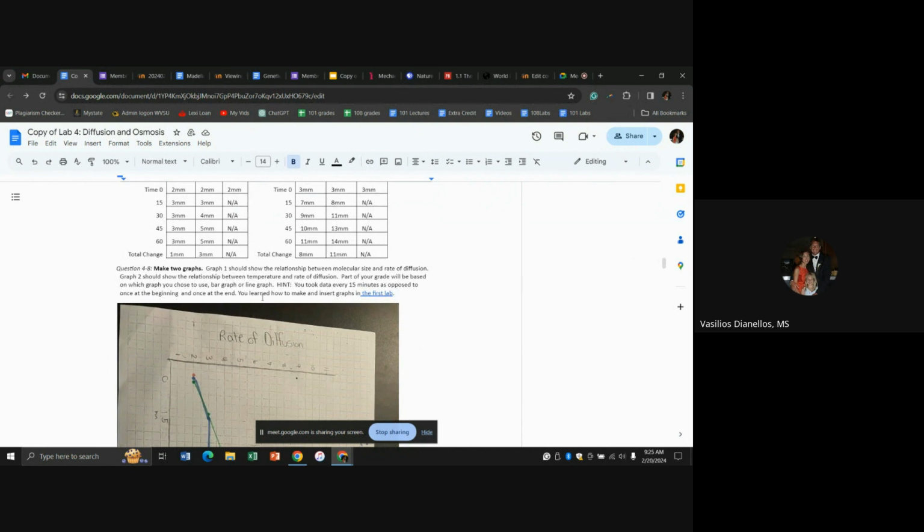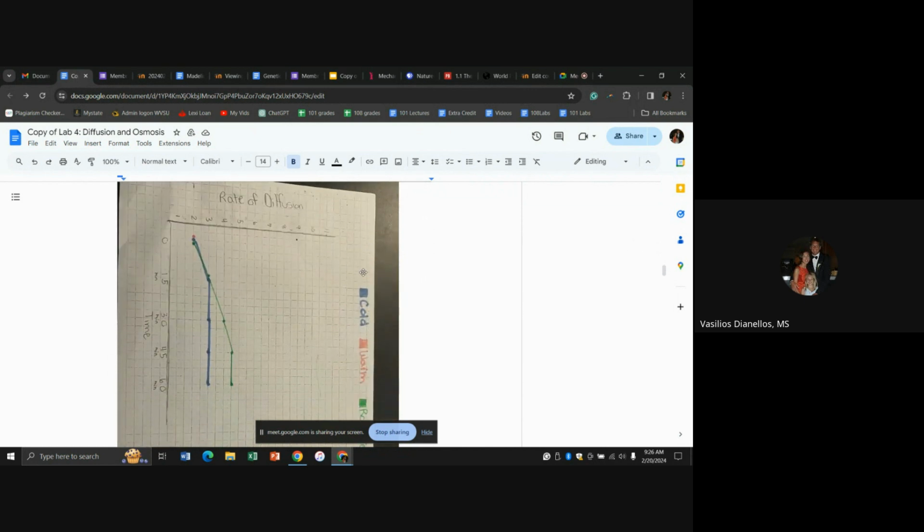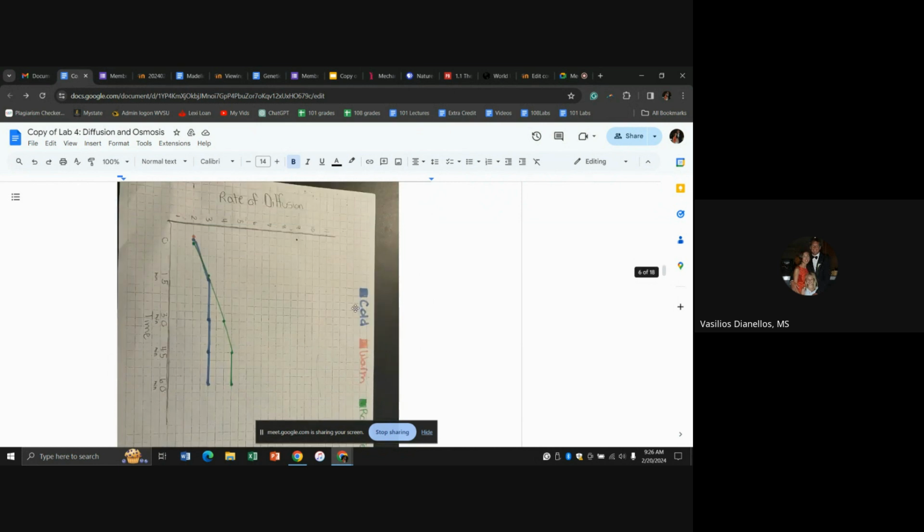Make two graphs. One should show the relationship between molecular size and rate of diffusion. The other one should show the relationship between temperature and rate of diffusion. So yes, one's size, one's temp. So let's take a look at here. Rate of diffusion, cold, warm, room temp. Very good.